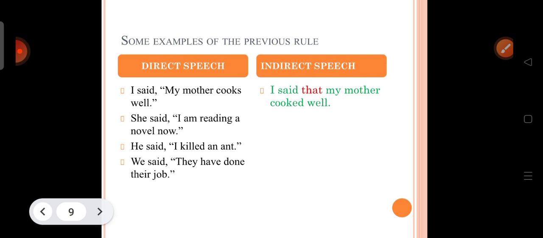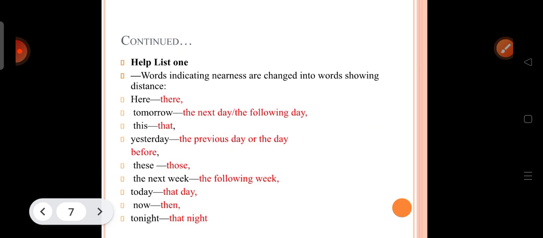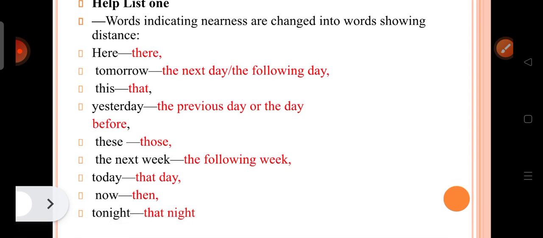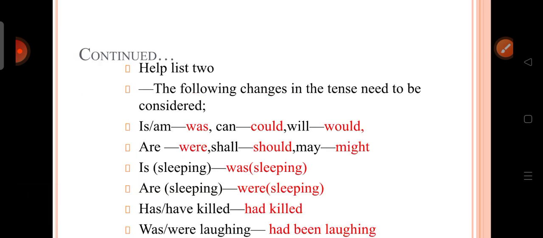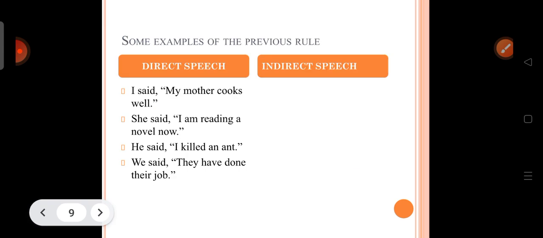So let's go back to those words. These things you have to remember. "Here" will become "there," "tomorrow" becomes "the next day," "this" becomes "that," "yesterday" becomes "the previous day" or "the day before," "these" becomes "those," "next week" becomes "the following week," "today" becomes "that day," "now" becomes "then," "tonight" becomes "that night." So remember them.